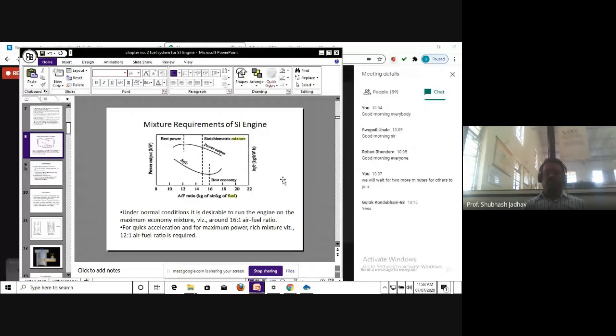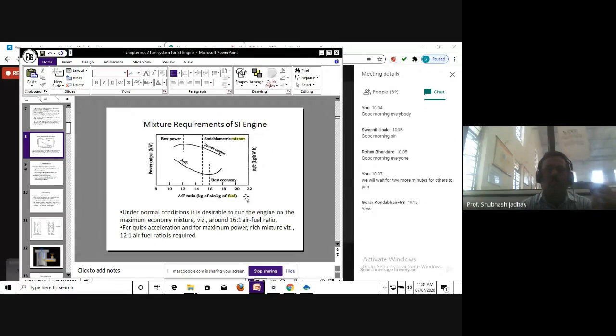So what you need to understand from this particular slide is that the mixture requirement is not a constant one for the engines. It is going to change from time to time. As the condition changes, the mixture requirement needs to be changed. Sometimes the mixture requirement is leaner, so this side we call it leaner, and this side we call it richer. What is lean and what is rich, we will explain in detail in coming slides.